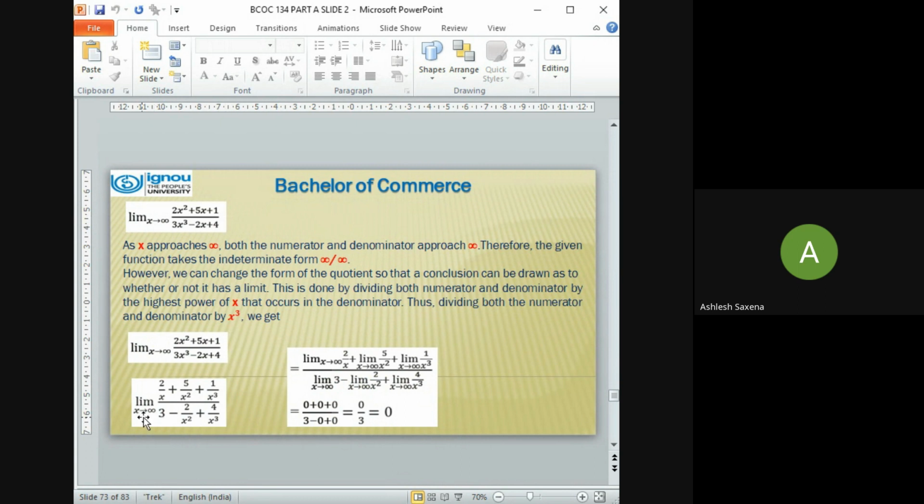Now you have to apply the limit. Now what will happen? This part will be 0, this will be 0, this will be 0. The numerator will be 0. And in the denominator, you don't have x in this. It will be 0 by 3, and 0 by 3 is 0. You can see, from infinity by infinity, we have reduced the problem to 0.